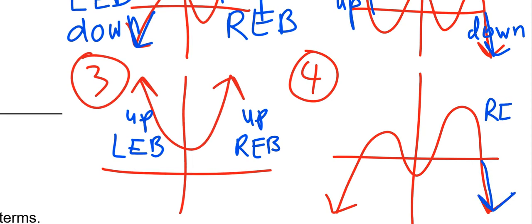Right end behavior first on number 4. What's my right end behavior on number 4? It's going down. And how about my left end behavior? Down.